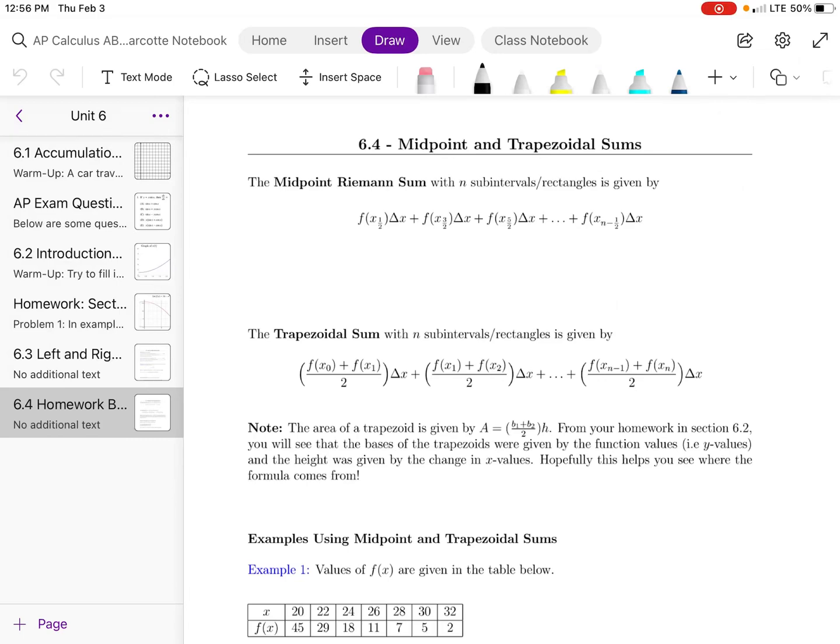Hello everyone. So today we're going to talk about the midpoint and trapezoidal sums. So the midpoint Riemann sum with n subintervals or rectangles is given by f of x sub 1/2 delta x plus f of x sub 3/2 delta x plus f of x sub 5/2 delta x plus dot dot dot all the way to f of x sub n minus 1/2 delta x.